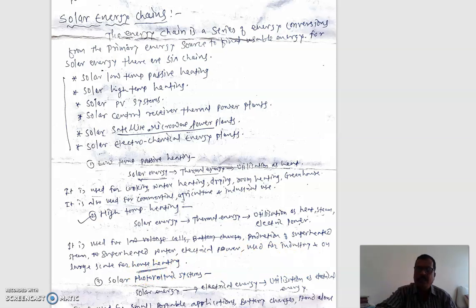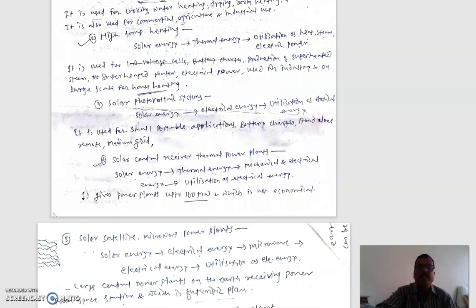Then the third chain is solar photovoltaic systems. In this case, solar energy is converted into electrical energy and used as electrical energy. It is used for small portable applications, battery charging, stand-alone remote, medium grid, etc.